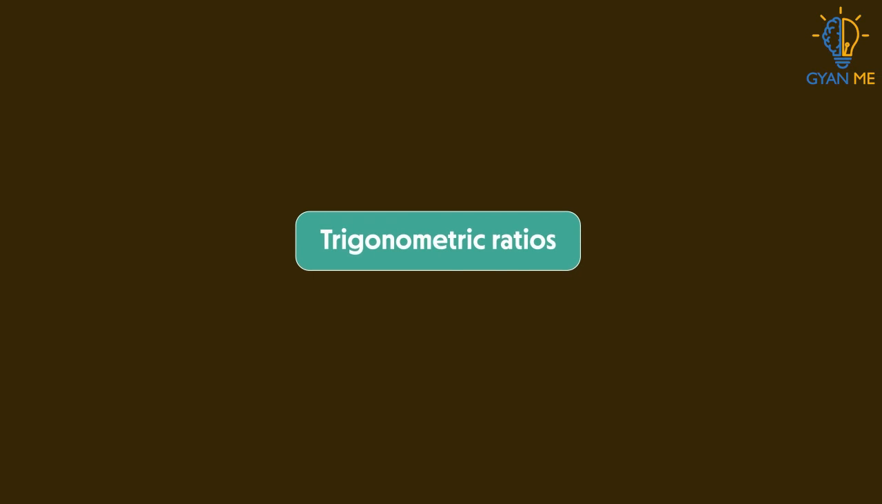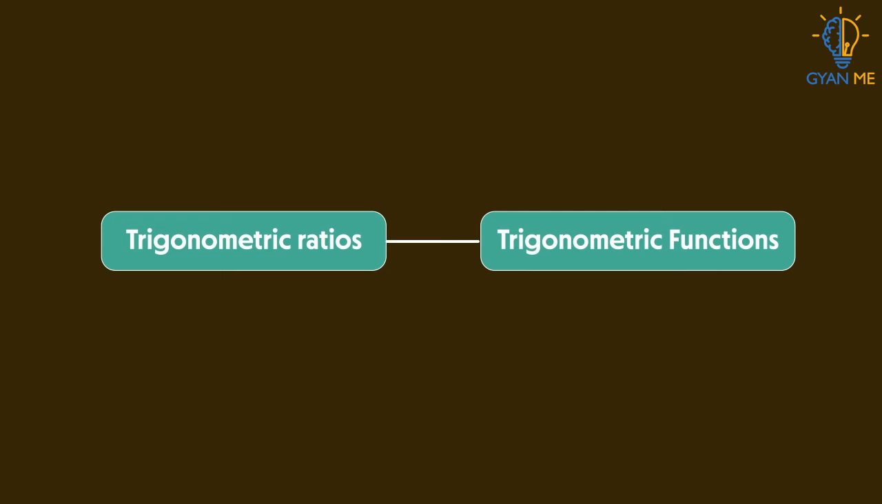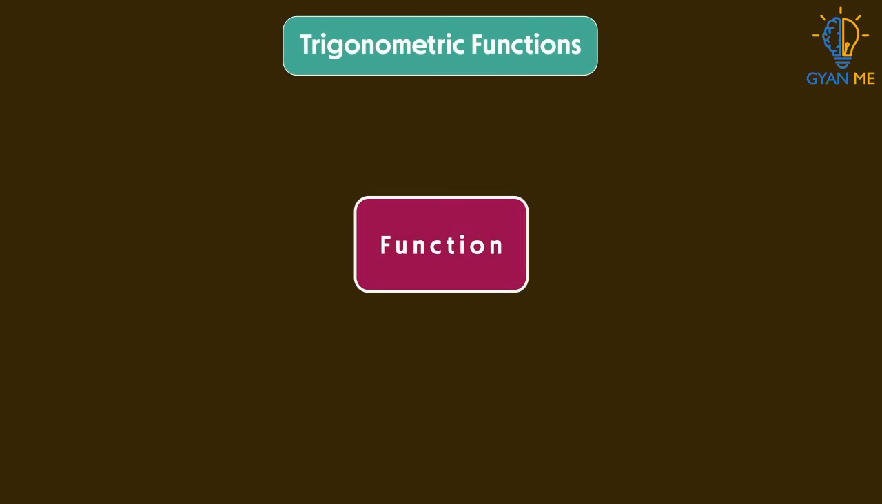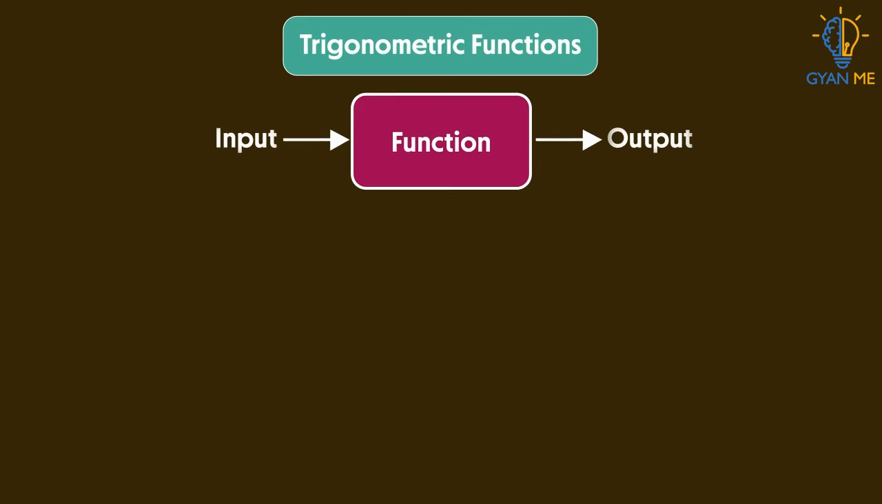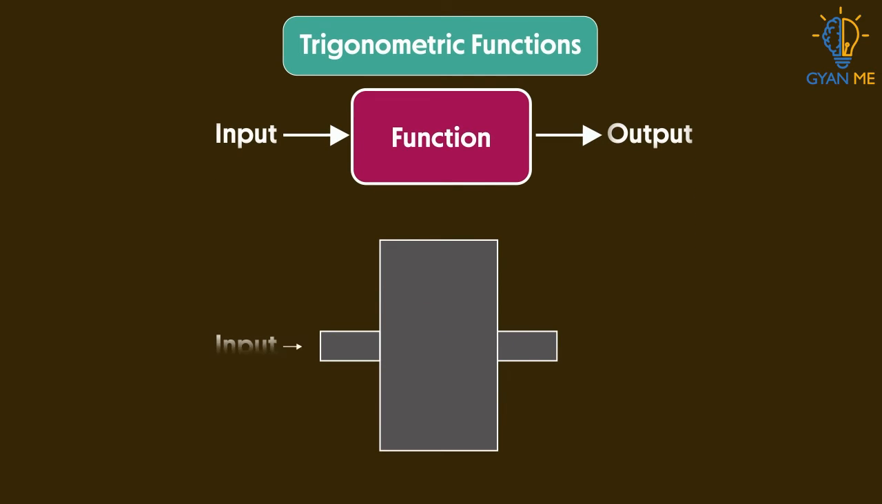Trigonometric ratios are also known as trigonometric functions. So what exactly is this function? A function in maths relates an input to an output. Usually there are three main parts: the input, the relationship, and the output. Let's look at it like this.